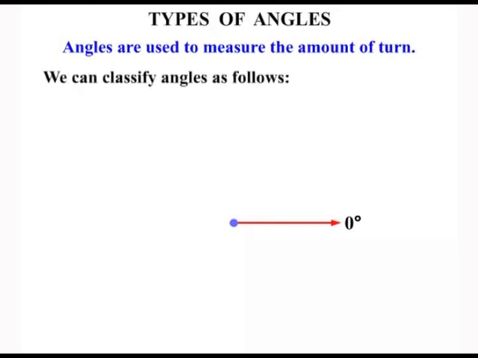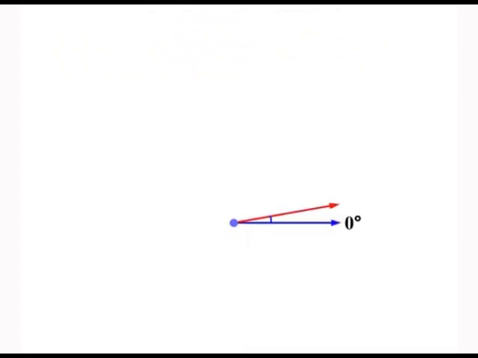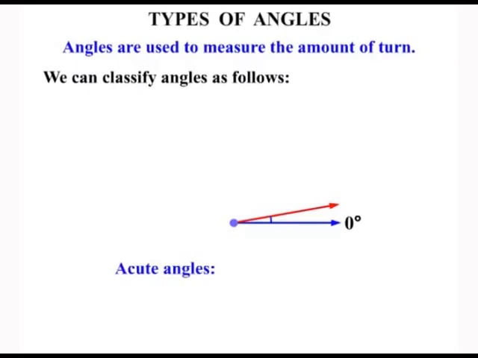We classify angles as follows. If we start turning that red arm, we have created an angle, and that angle is an acute angle. Acute angles fall between 0 and 90 degrees. If we keep turning the red arm, all these angles are still acute angles.